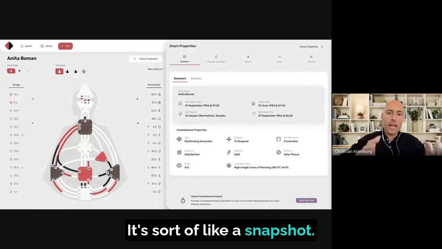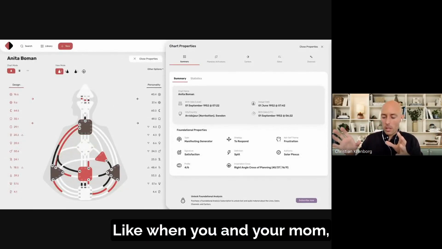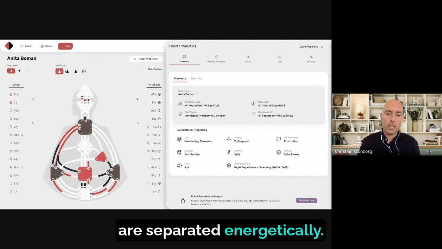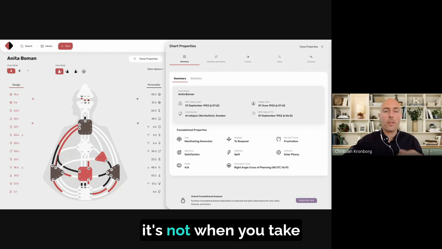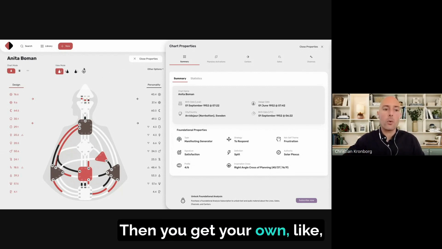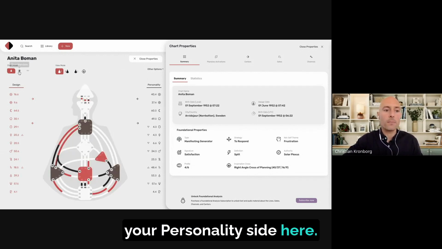It's sort of like a snapshot, like when you and your mom at the time of birth are separated energetically. So when you are being born, it's not when you take your first breath, but it's when you are separated, then you get your own, like your personality side here.